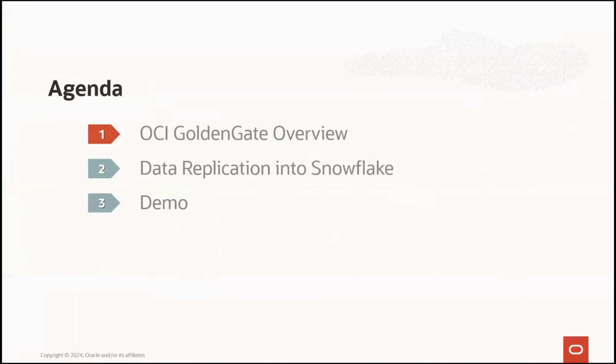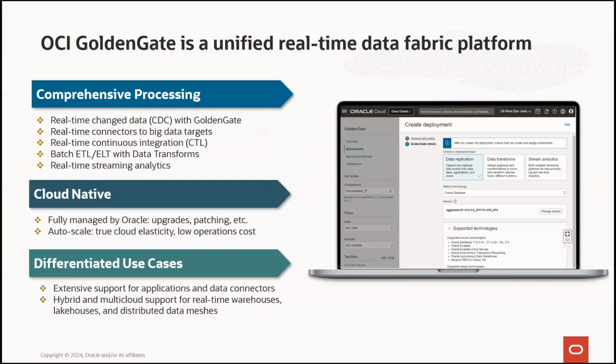Alrighty, so with that, we have the agenda that I just mentioned. We're going to go through an overview of OCI Golden Gate, deep dive into the replication, and do a live demonstration using OCI Golden Gate, obviously. So what is OCI Golden Gate? This is our unified real-time data fabric platform at Oracle, which is powered by Golden Gate, providing data replication and real-time change data capabilities to the OCI Golden Gate platform.